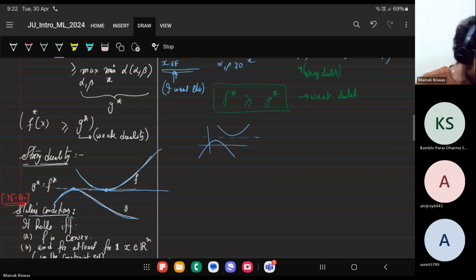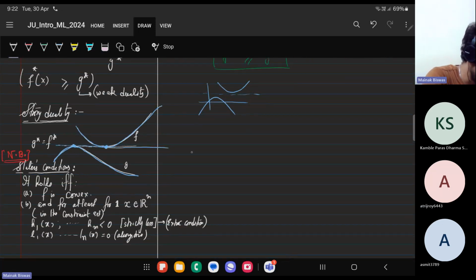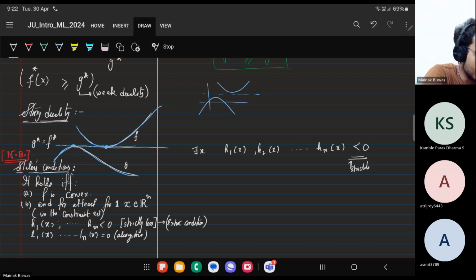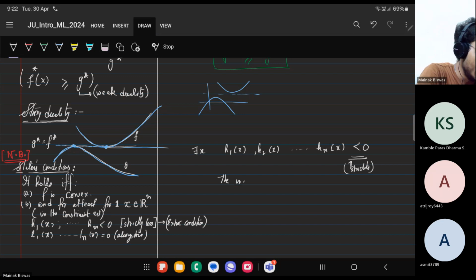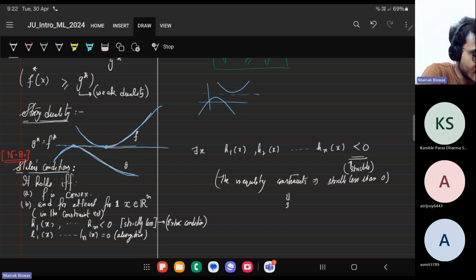Yes. The equality only holds if there exists an x such that h1 of x, h2 of x, up to hn of x, the inequality constraints, are strictly less than 0. This is called Slater's condition.